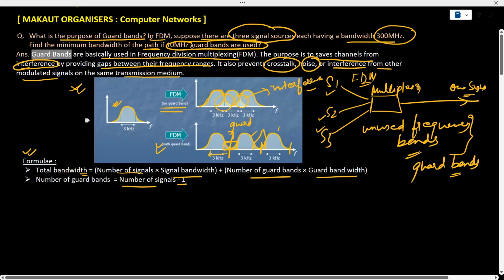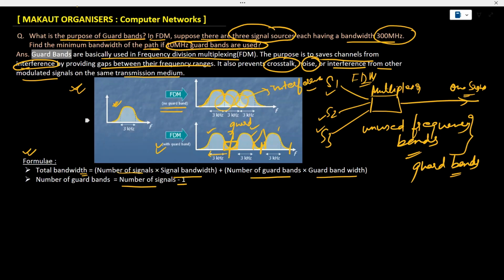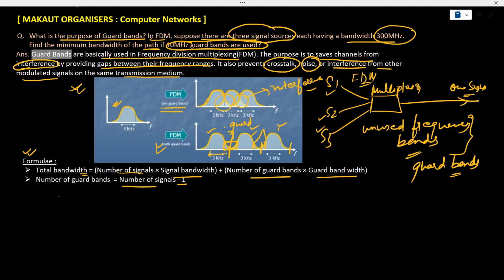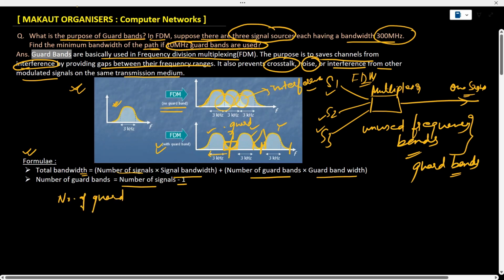If we see the above figure, there were three signals, 1, 2, and 3. If there are three signals and we are inserting guard bands between the signals, that means for three signals we need two guard bands. So in the above question, there were three signals, so the number of guard bands will be 3 minus 1, that is 2.